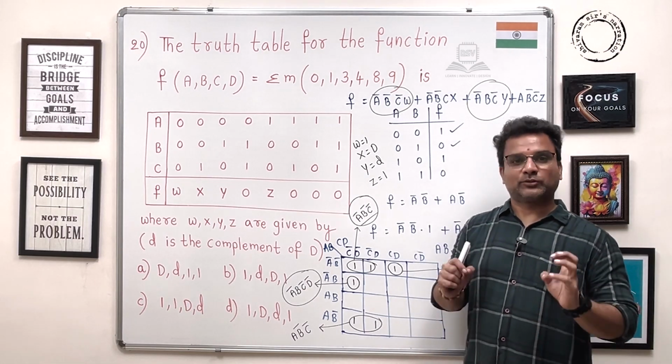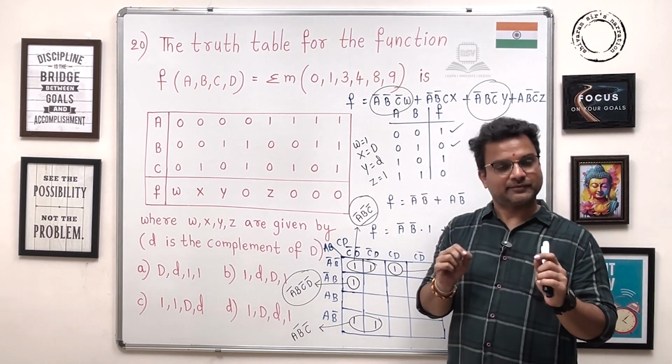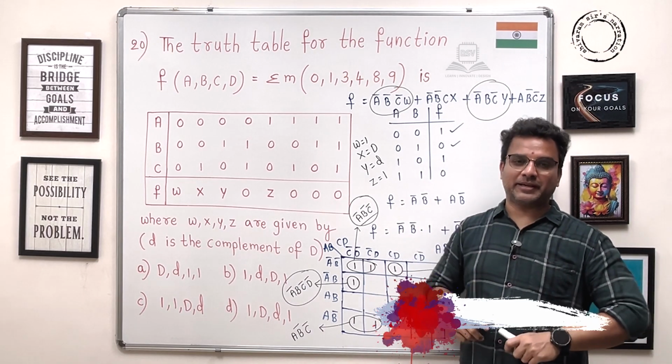Okay guys, so this is the best hack in Boolean algebra and K-Map.